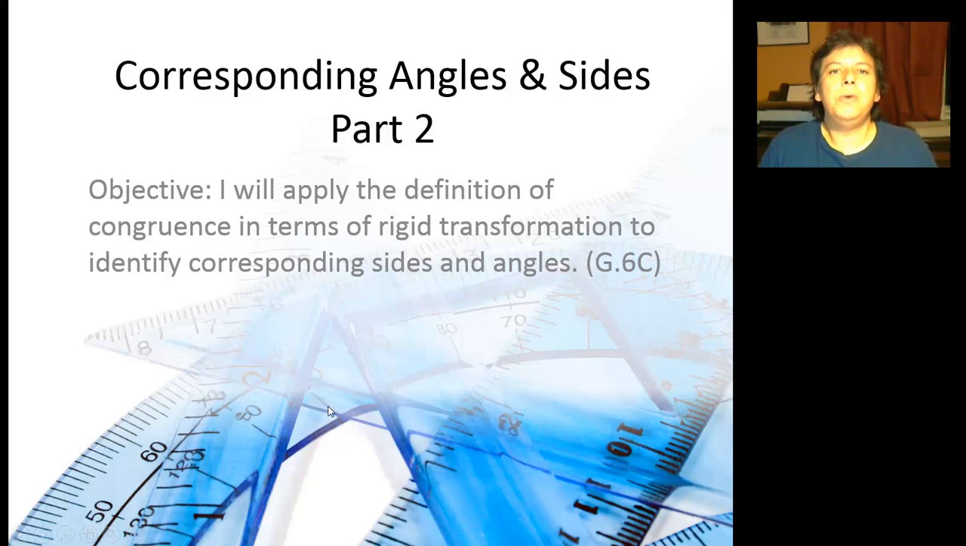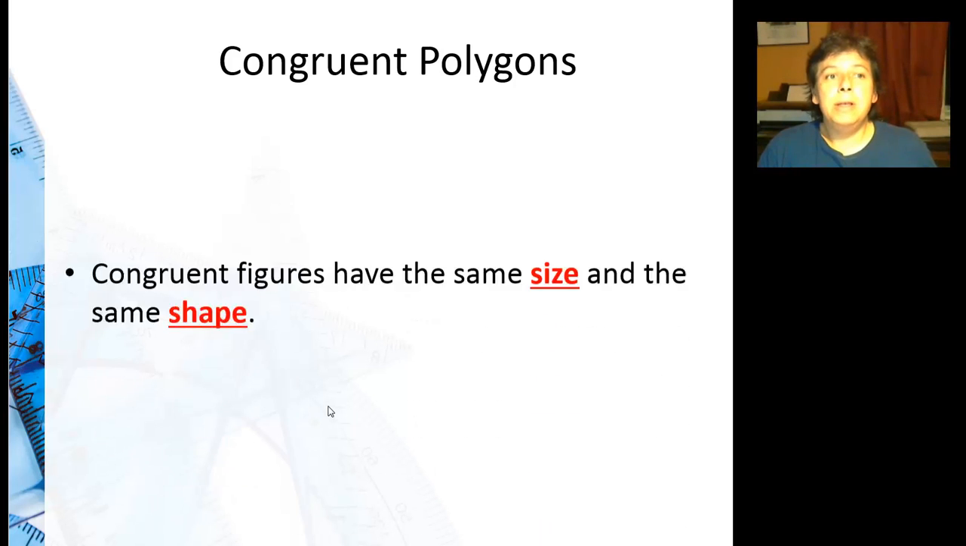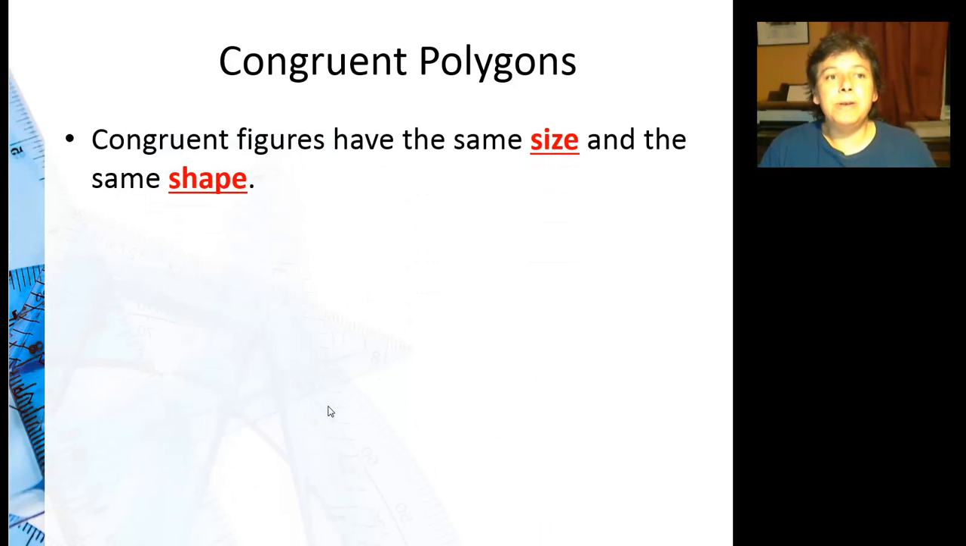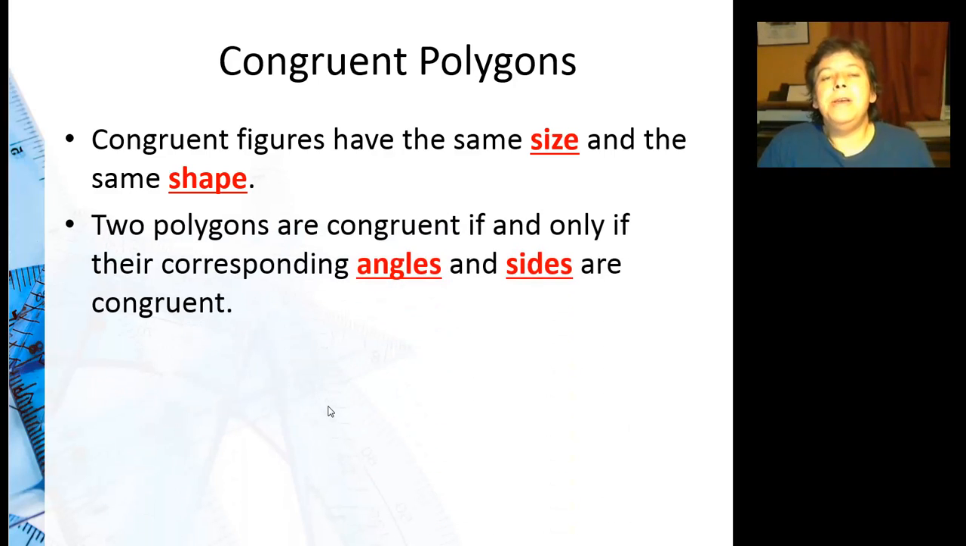Now we're going to use corresponding sides and angles to develop congruent statements, to read them, and to actually solve for some missing sides and angles in simple problems. So congruent figures have the same size and the same shape. That's what congruent means. Two polygons are congruent if and only if their corresponding angles and sides are congruent.